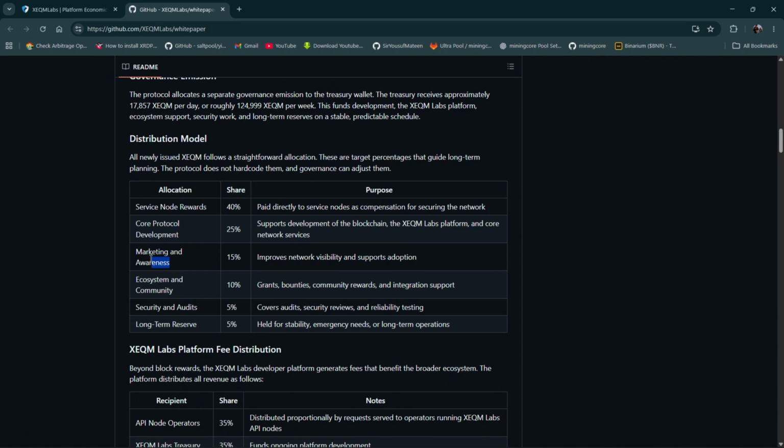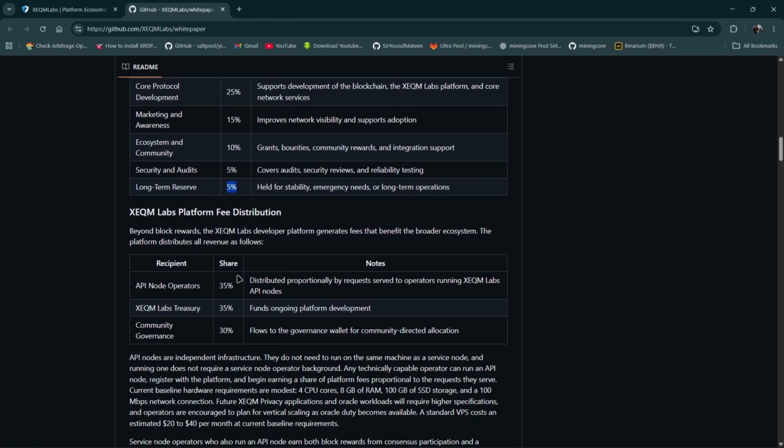Marketing and awareness is 15%, improves network visibility and supports adoption. Ecosystem and community grants, bounties, community rewards, and integration support. That's also nice. 10% is for that. Security and audits 5%, covers audits, security reviews, and reliability tests. And held for stability, emergency needs, or long-term operations is 5%. That is named long-term reserve. Okay, so this is the structure of the block.